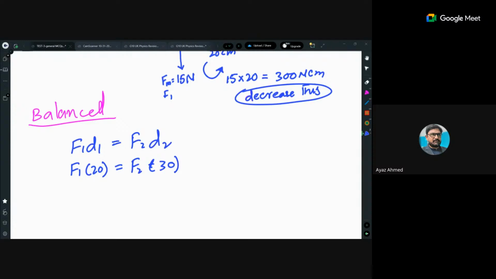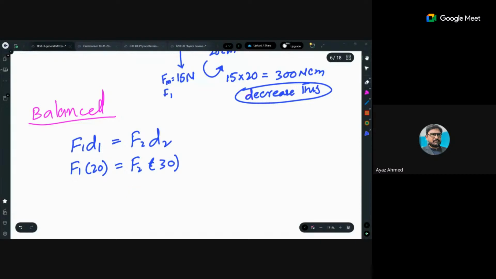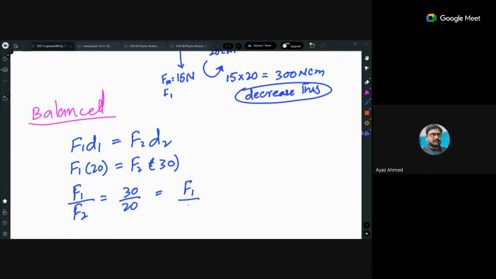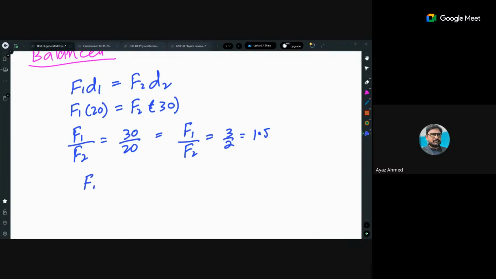30 centimeter. Is it clear? Yes. So sir, if I say that the ratio of F1 to F2, let me write F1 on the same side, the ratio of F1 to F2 is equal to 30 by 20. Is it? So I can say that F1 divided by F2 is 3 by 2. What is 3 by 2? 1.5. So from this, I can say that force 1 is 1.5 times force 2. Do you agree?